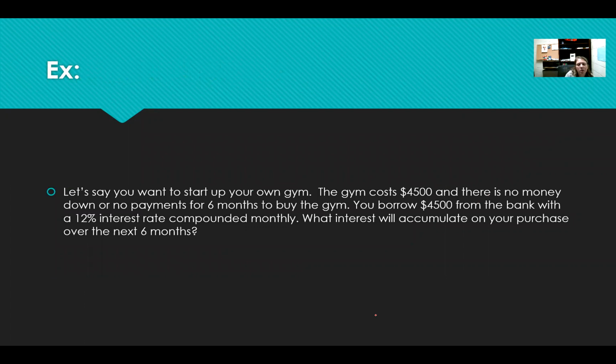All right, so let's say you want to start up your own gym. The gym costs $4,500. There's no money down, no payments for 6 months. You borrow $4,500 from the bank with a 12% interest rate, compounded monthly, and you want to know what the amount will be after 6 months. So we know that P is the amount that we're investing or borrowing. Our R is 12%, so that's 0.12 because I moved my decimal 2 places to the left.